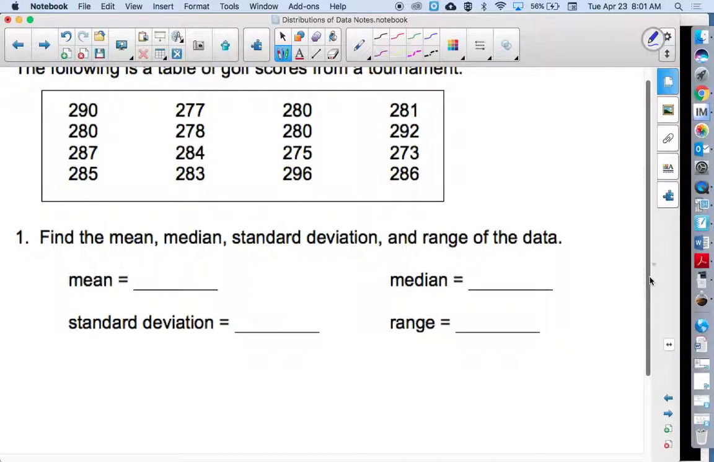Kushal, what do you have? 282. So the range we will use to help us figure out the class.